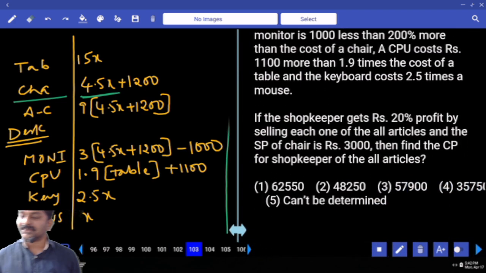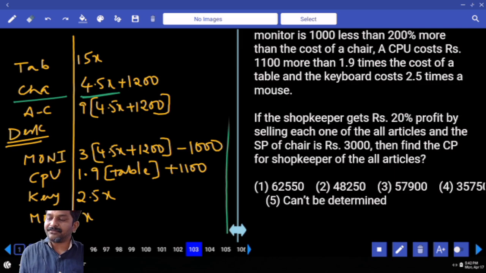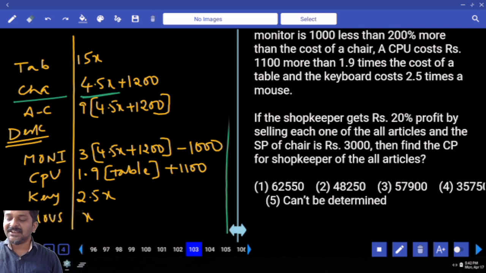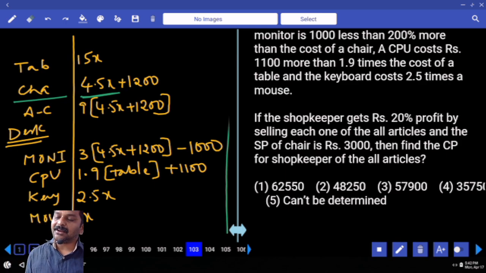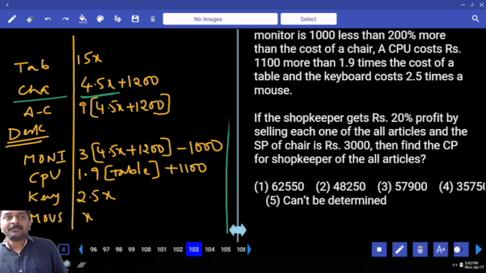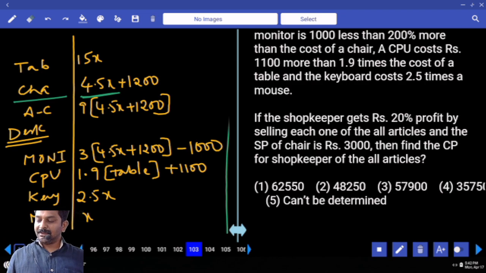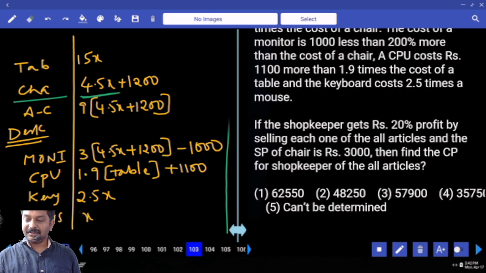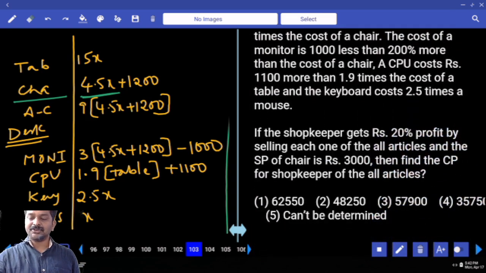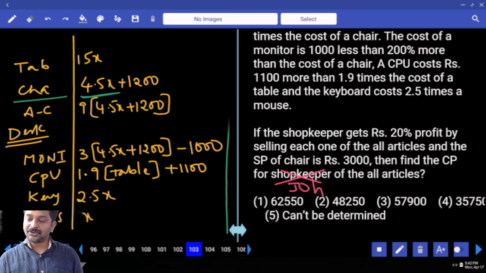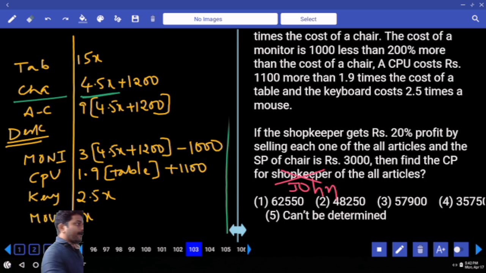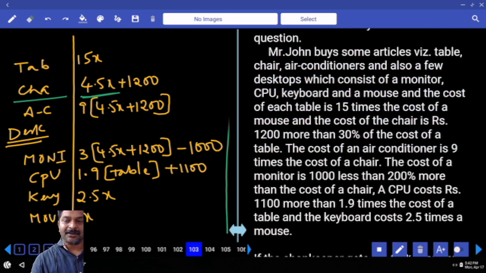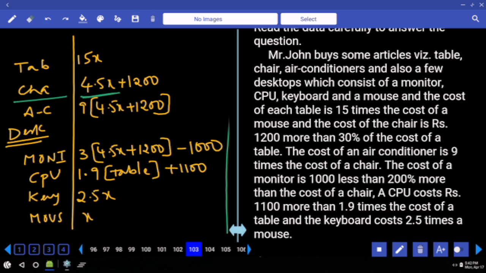If the shopkeeper gets 20% profit by selling each one of the articles and the selling price of chair is 3,000, then find the cost price for the shopkeeper of all the articles. Okay, there is a small change here. Who is the person here? John. Here it should not say shopkeeper, it should say John. Okay, we'll talk about that later. First, look at the data once.